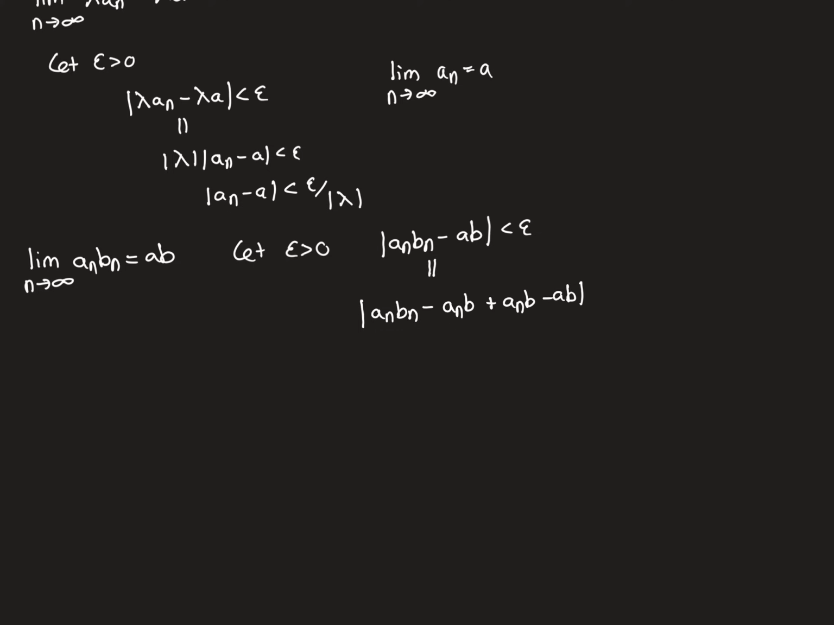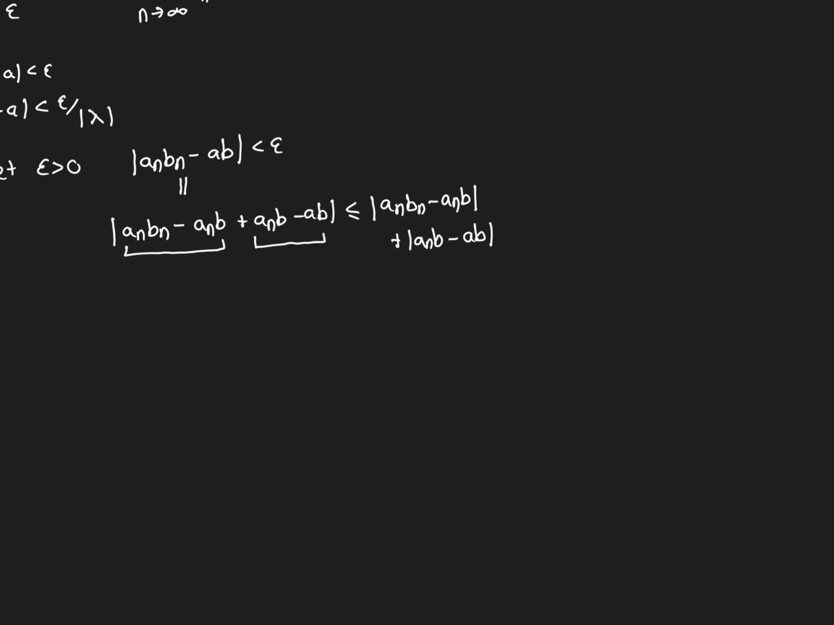But now we can apply the triangle inequality to this as our x and this as our y, to say that this is less than or equal to mod of an bn minus an times b, plus mod of an b minus ab. So if we can make this thing less than epsilon, then by transitivity this thing, and indeed this thing, will be less than epsilon. So that's our new target: make this less than epsilon.